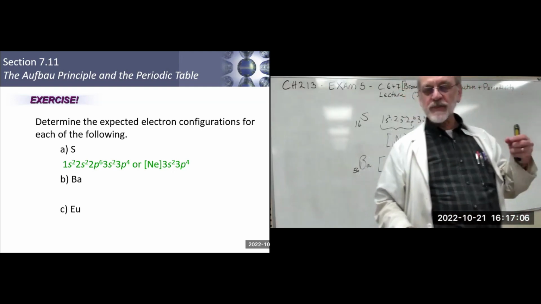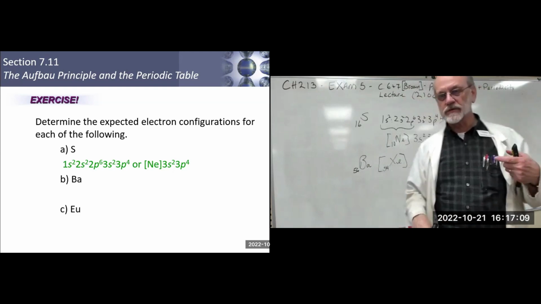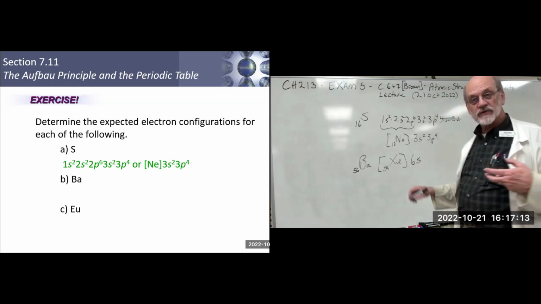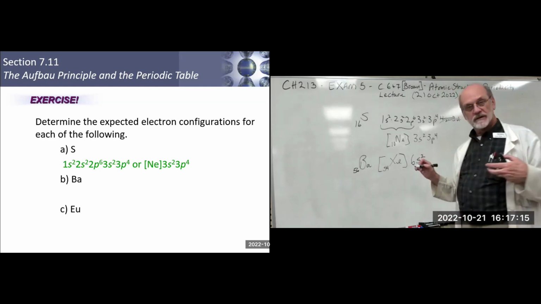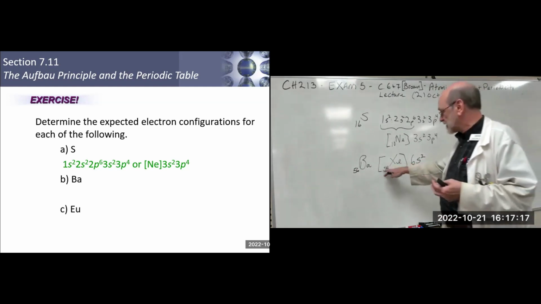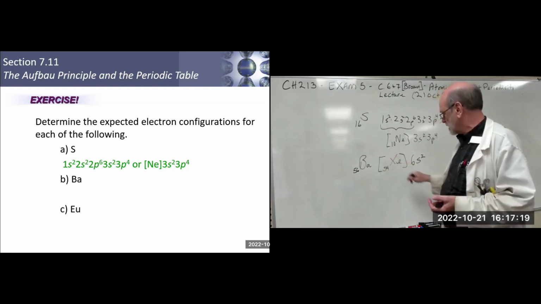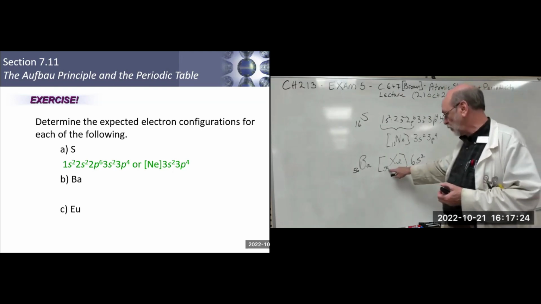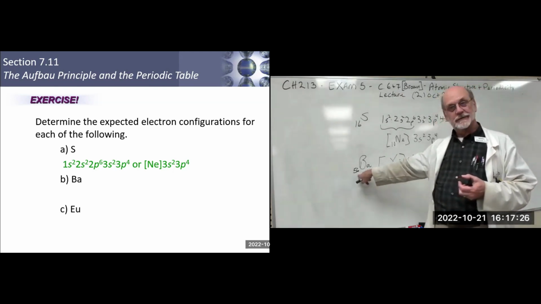Okay, what's left over? Well, look where barium is. Barium is in the 6th period, filling the s orbitals. It's in the 2nd column, so it's got 2 electrons in the s's. So this is barium, a core of xenon and 2 6s electrons. All right? So that's 4 plus 2 is 6.